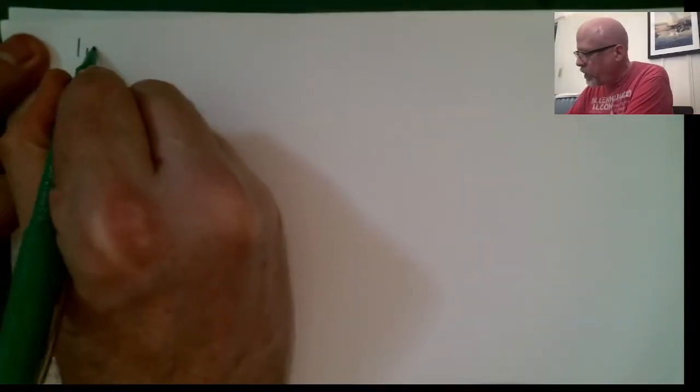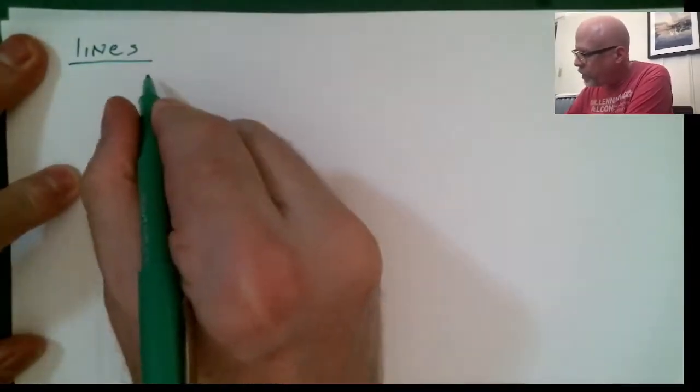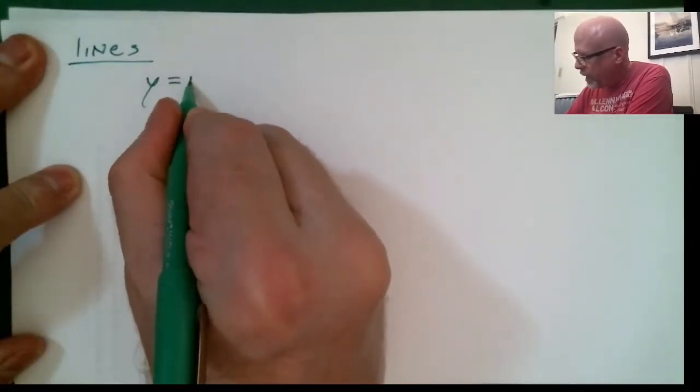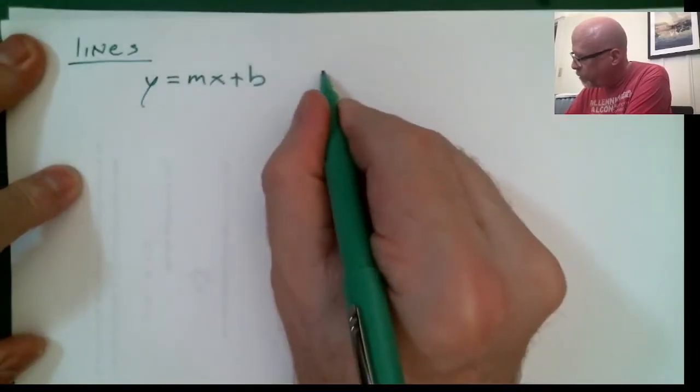So this is basically a doc cam, so I can write on here. What we just talked about was the equation for a line, y equals mx plus b. That has a name. It's called slope-intercept form.